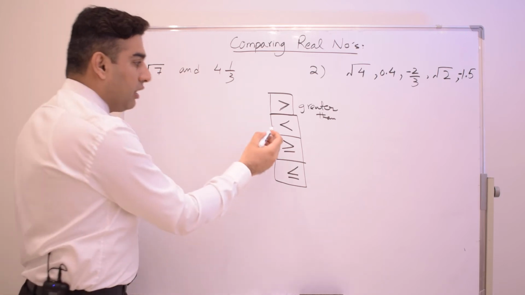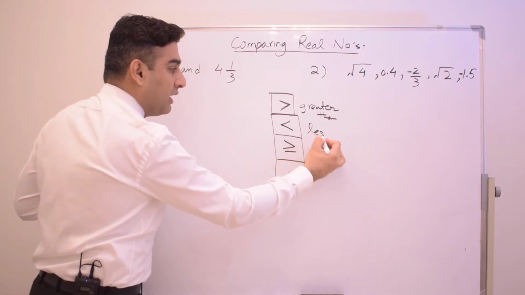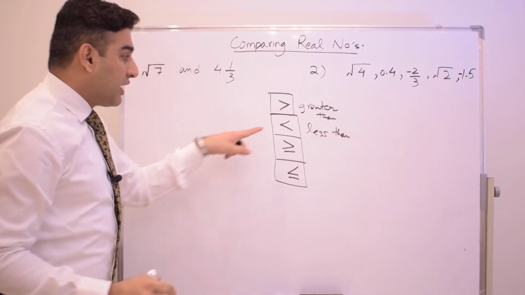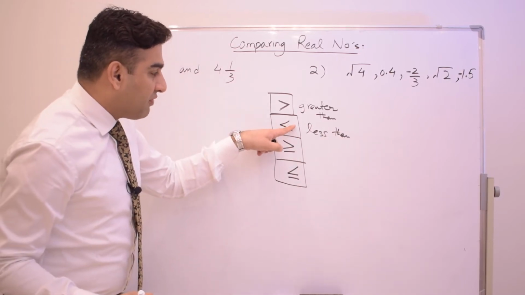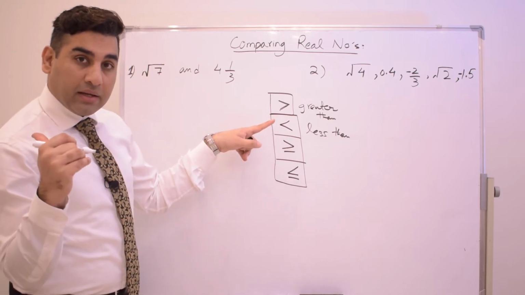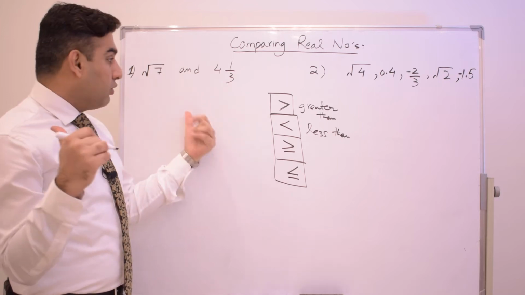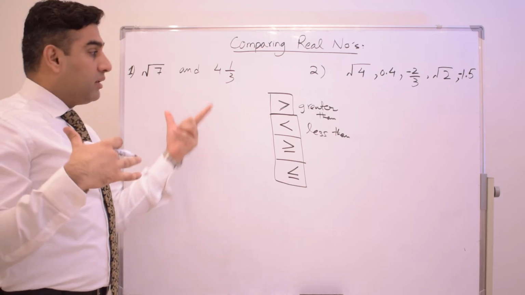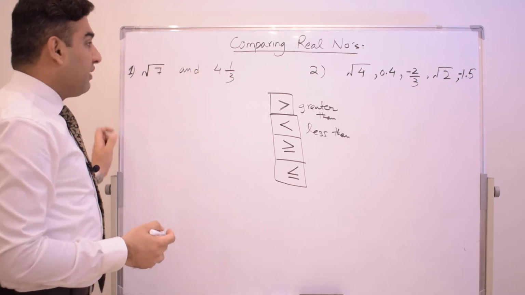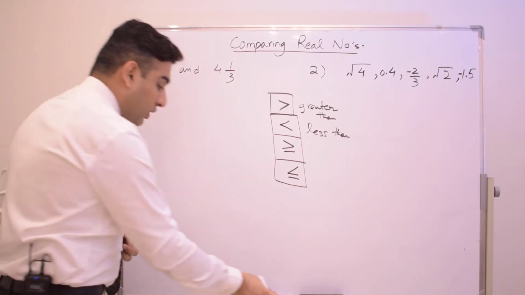Now you can see here I am calling this one lesser than, or less than. This is the mouth or face, and this is the tail. If the tail is towards the left side, then the left side one will be less than the right side. So here we have to identify how they compare.